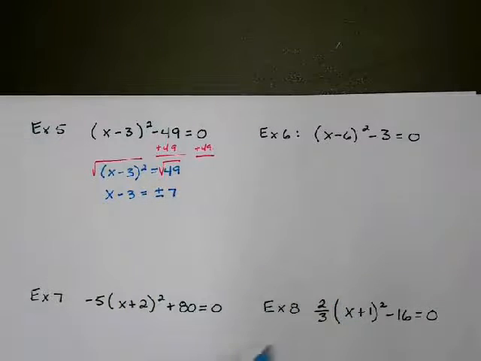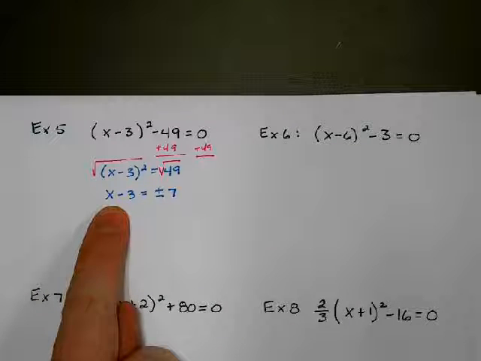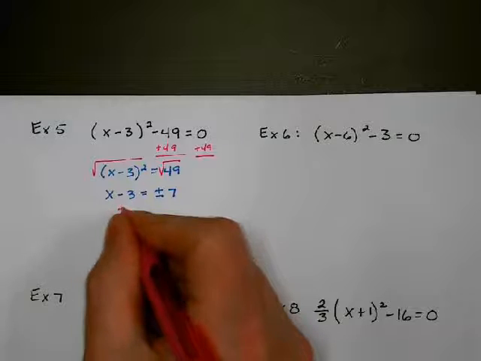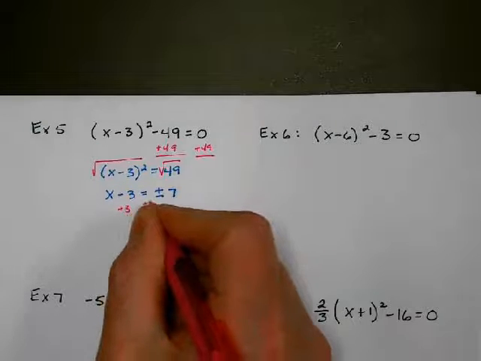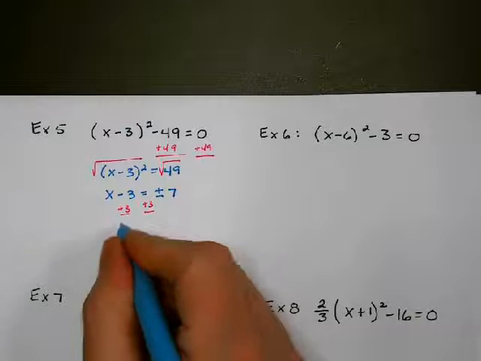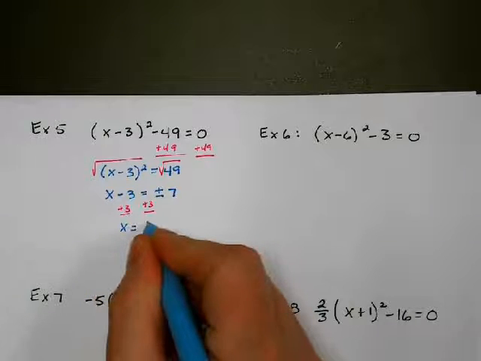Okay, I don't have the x isolated yet because there's a minus 3 right there. So I'm going to add 3 to both sides. So I get x equals 3 plus or minus 7.